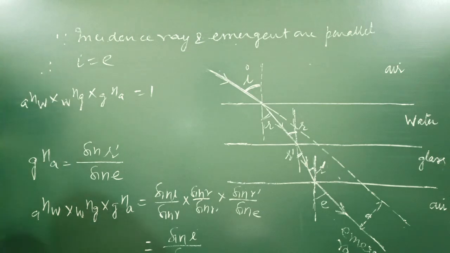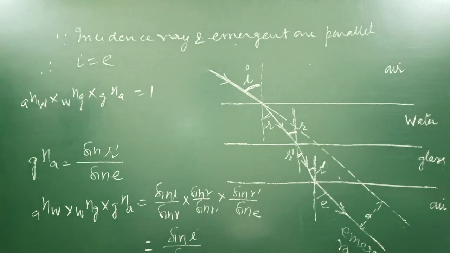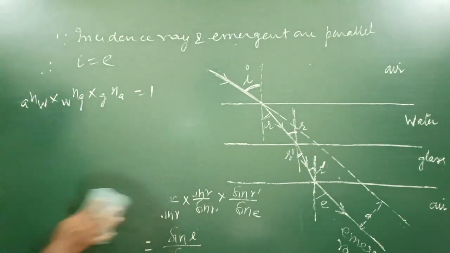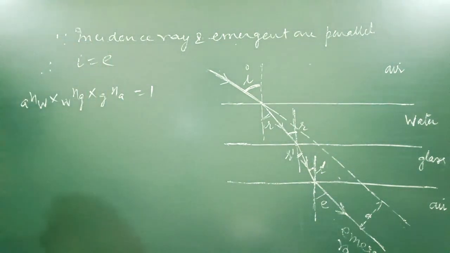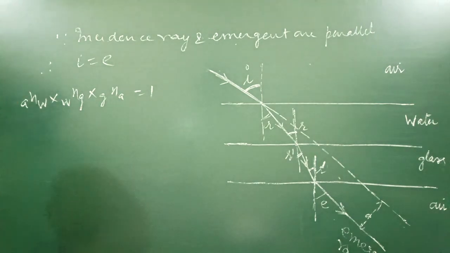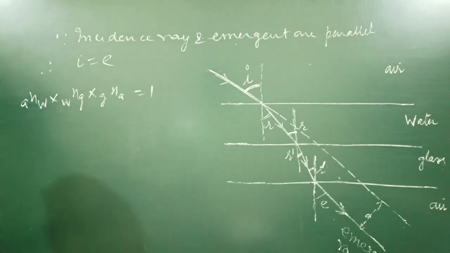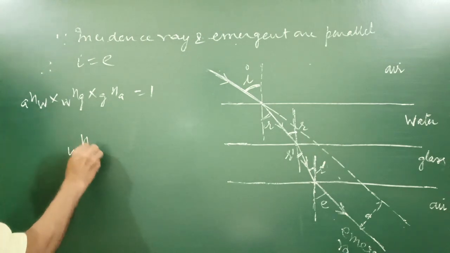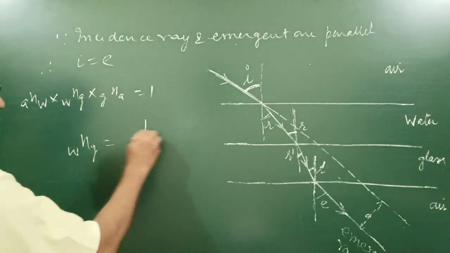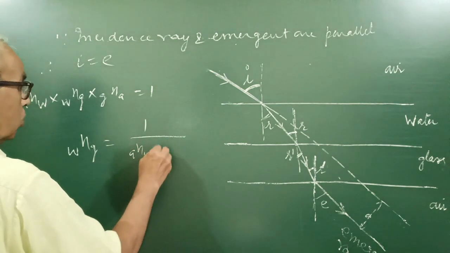Here aμw means refractive index of water with respect to air. wμg is the refractive index of glass with respect to water. And gμa is the refractive index of air with respect to glass. The product comes as 1. Or wμg is equal to 1 upon aμw into gμa.